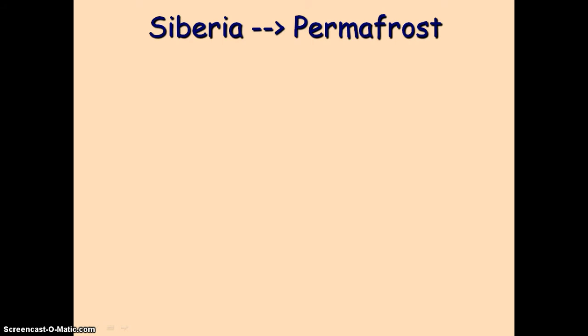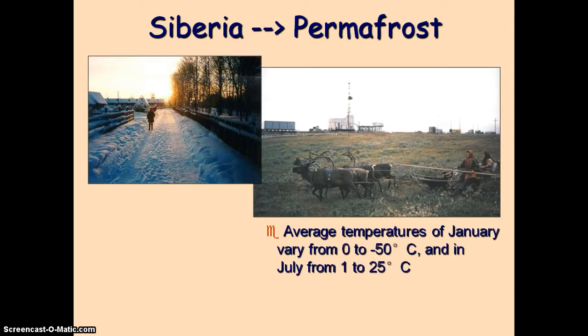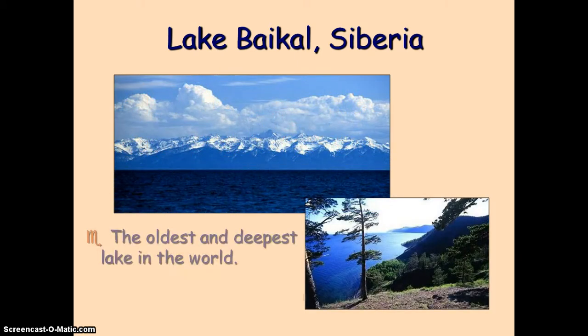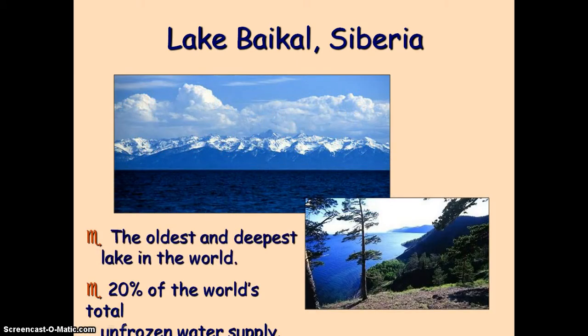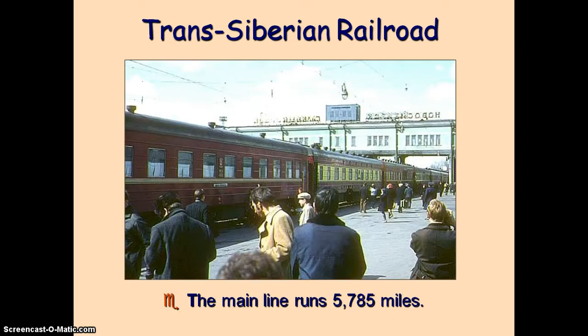We've already covered Russia. Here's some pictures of Russia, the permafrost, some interesting ways to get around in Siberia, not necessarily common to those of us who live here. Okay. Talked a little bit about the prison camps that they used to have in Siberia. They're called gulags. There's a picture of Lake Baikal in Siberia, the deepest lake in the world. 20% of the world's fresh water is located here. Trans-Siberian Railroad map. Here's a little bit of picture from a portion of this Trans-Siberian Railroad.